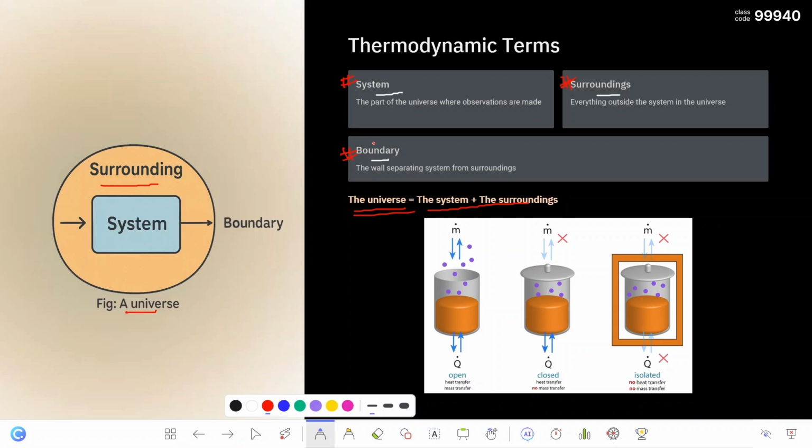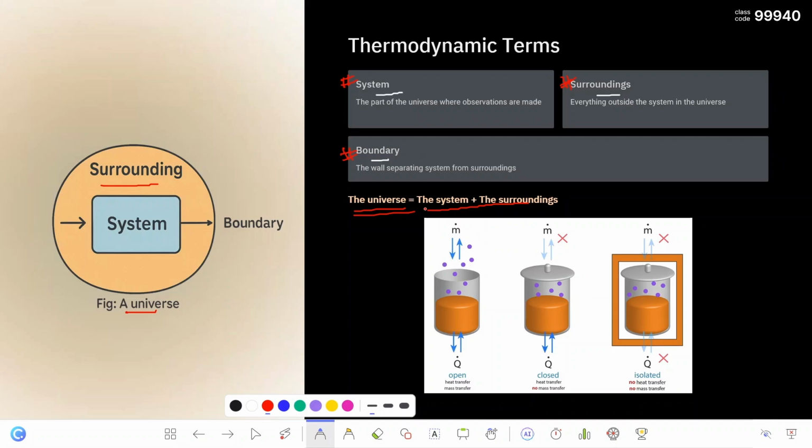It can be real, imaginary, it can be thermally conducting, it can be insulating. So different kinds of boundaries are available. Okay. So three terms are important: system, surroundings and boundary. I hope you understood, because this is the basic. This is the starting point of your thermodynamics. You should understand these terms, otherwise in future whenever you are describing something you won't understand. So I hope it is clear to you.